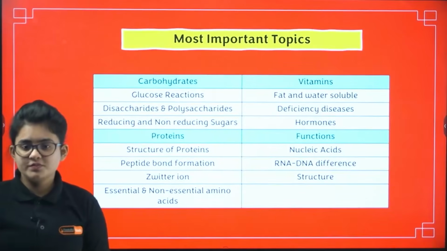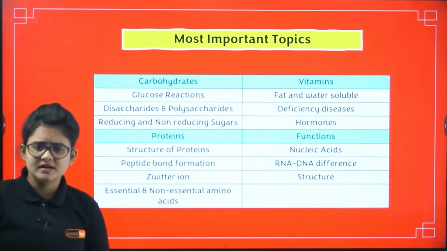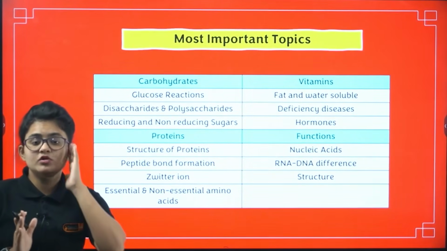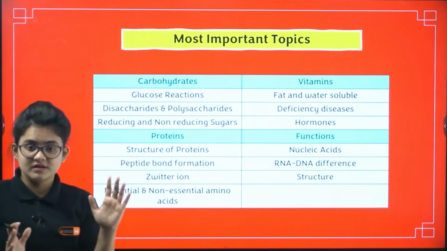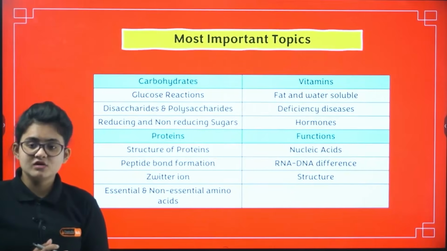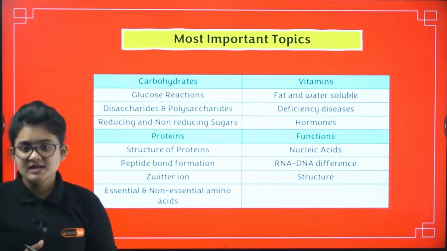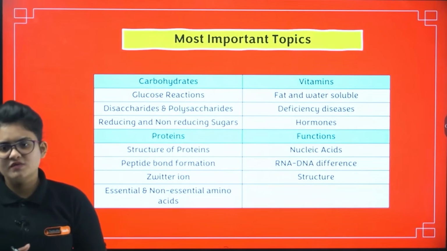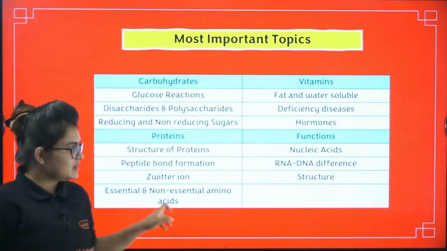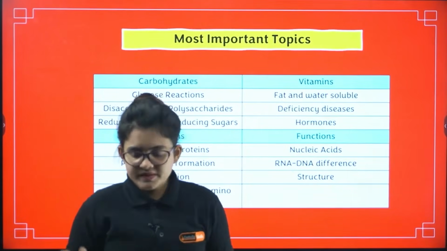Proteins: you have to remember the structure of proteins, how the peptide bond is formed, what is a zwitterion, essential and non-essential amino acids. Vitamins: you have to go through fat-soluble and water-soluble vitamins, and the deficiencies of vitamins and the diseases they cause. Hormones: you have to go through the functions. Then nucleic acids: RNA and DNA, the differences will be more than enough, and the structure. I guess that's enough for the complete organic portion.